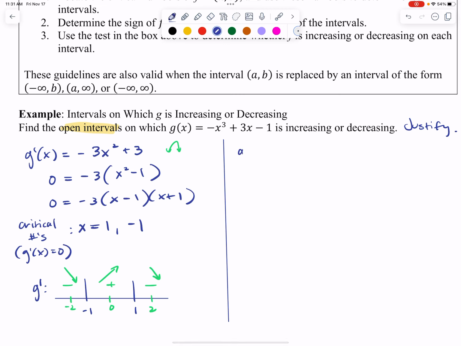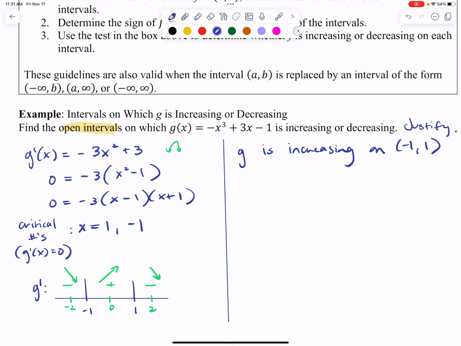So we can say that G is increasing on the interval from -1 to 1. And I'm using an open interval because the question asked. If I weren't being asked for an open interval, based on my knowledge of G being a polynomial function, I would include -1 and 1. But because the question is asking for the open interval, that's why I'm answering as an open interval.